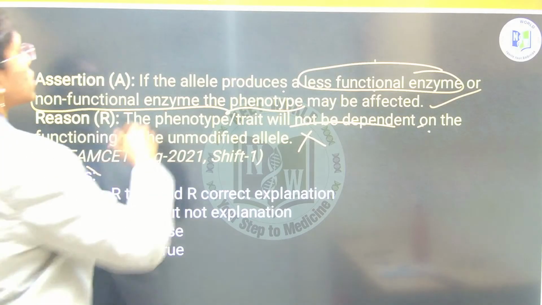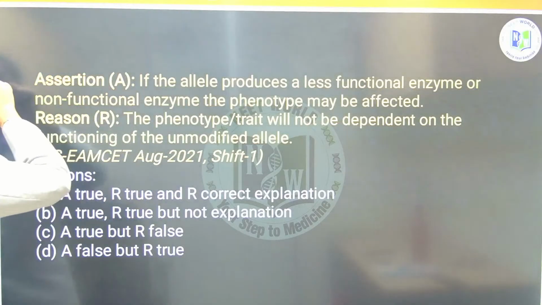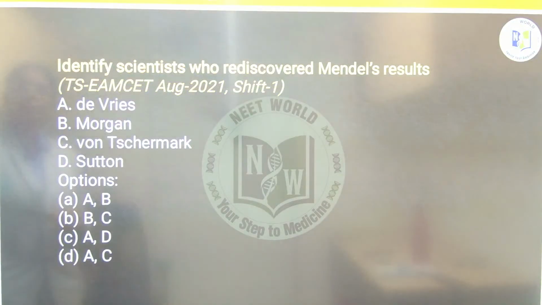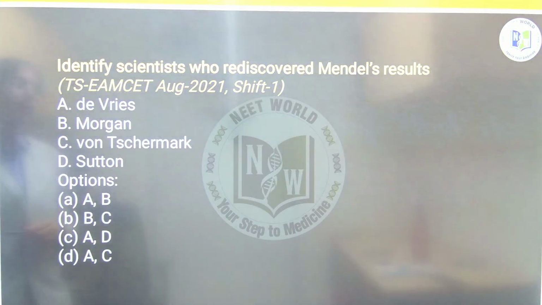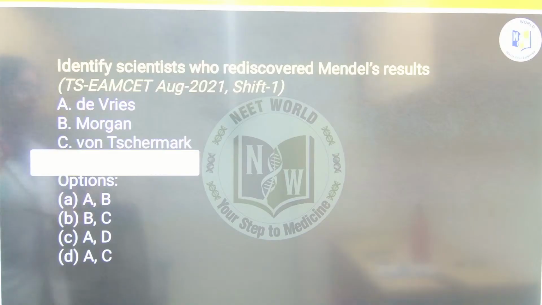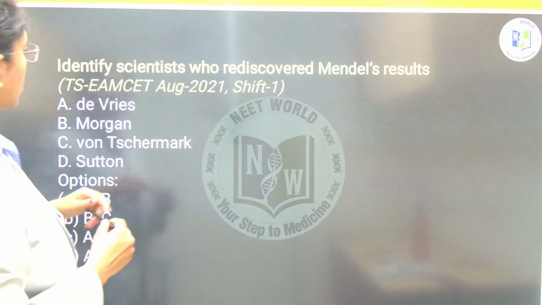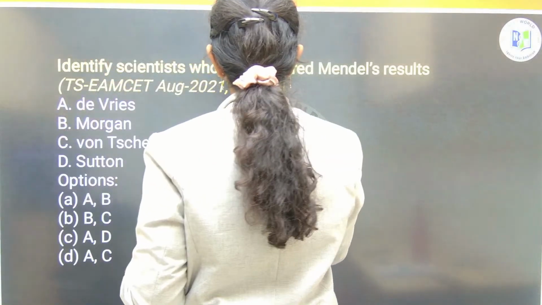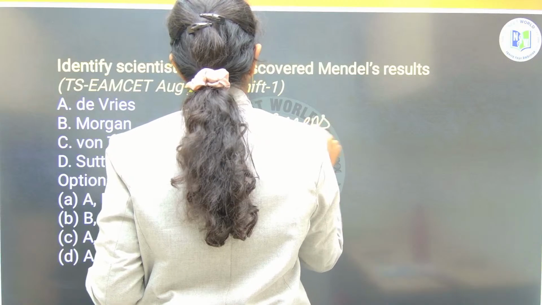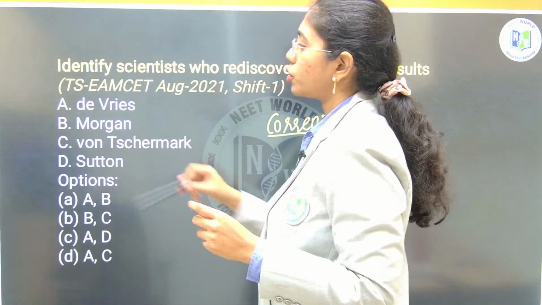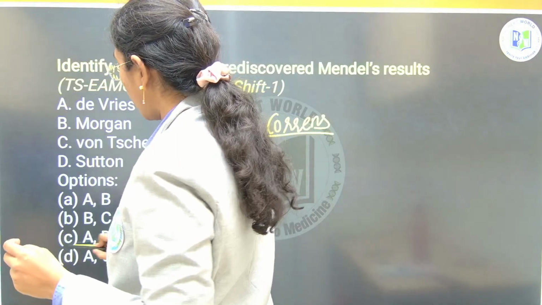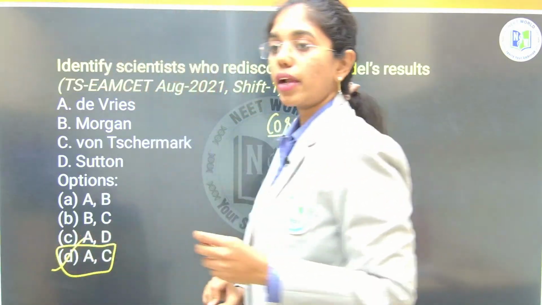Clear, right? Next question. Identify the scientists who rediscovered Mendel's results. Mendel's results were rediscovered by three scientists. It is De Vries, Correns and von Tschermak, which is option A and C. Option D is the right answer. Fine, right? Next question.